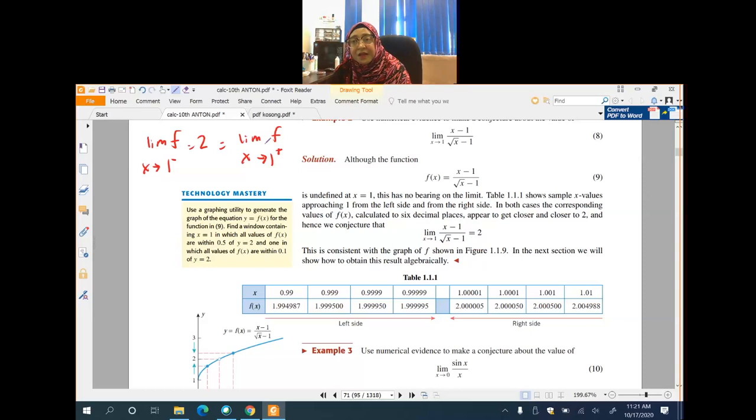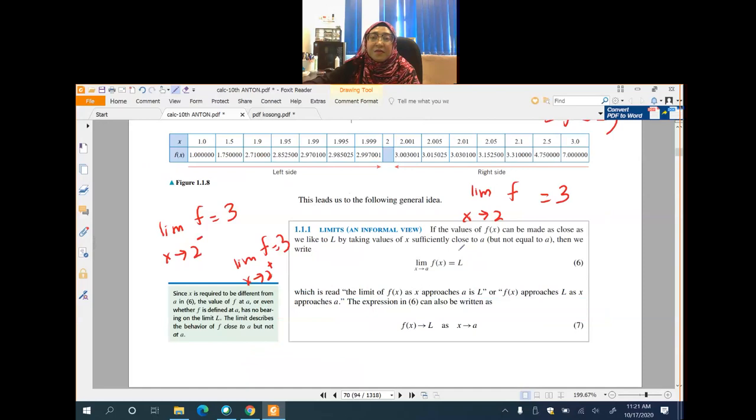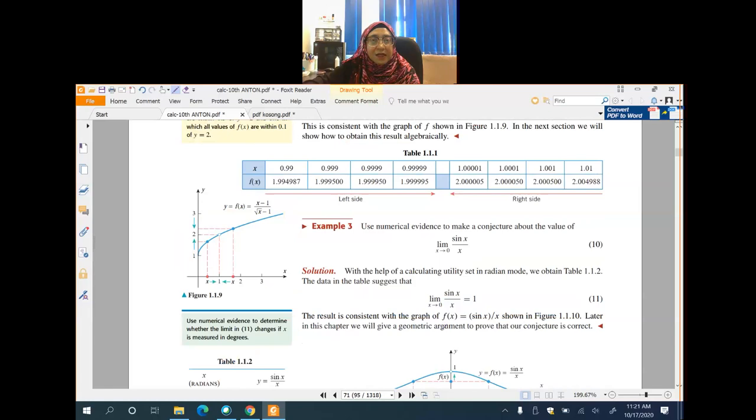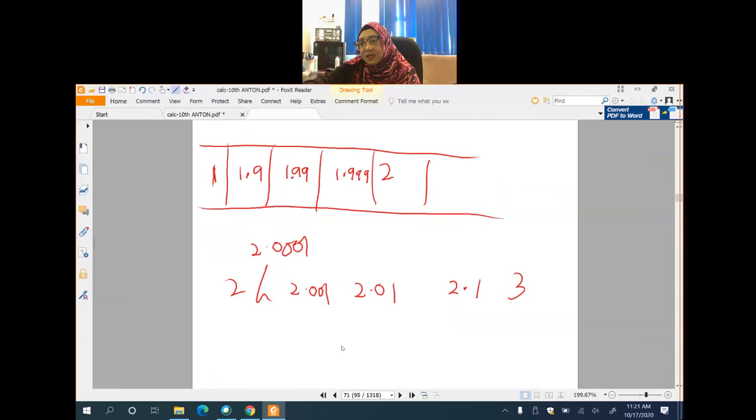But since this is not a polynomial, you cannot say that this one is equal to f of 1. You cannot say that, because we will have a singularity. Okay? You can check, actually. There are several steps that you can do if you are given this kind of problem. I think the first one, let me mention it here. The first one is to try to substitute.